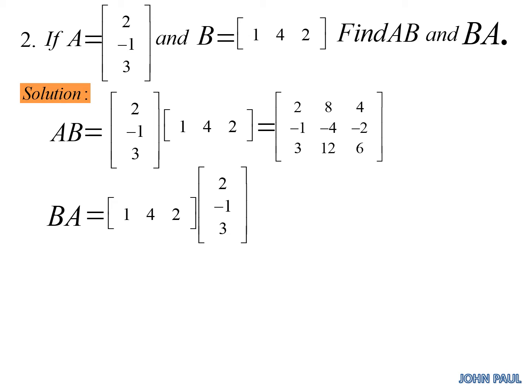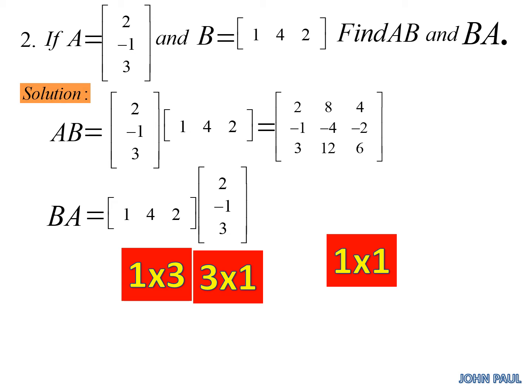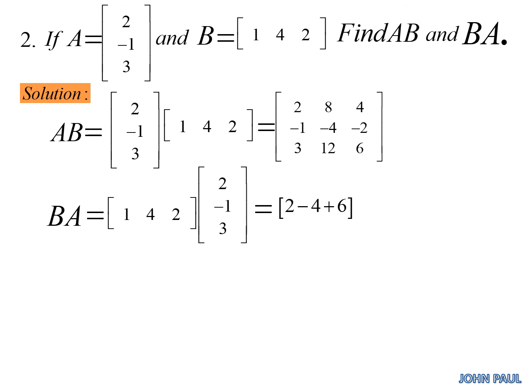Matrix BA equal to, substitute matrix B and A. What is the order in this? 1 by 3, 3 by 1. So our answer will be a matrix of order 1 by 1. Solution. We'll take the first term and then we'll multiply 1 into 2, 4 into minus 1, 2 into 3, 6. That is equal to 4.